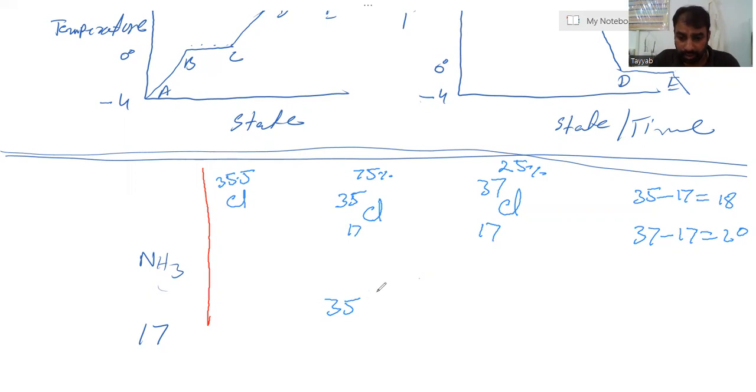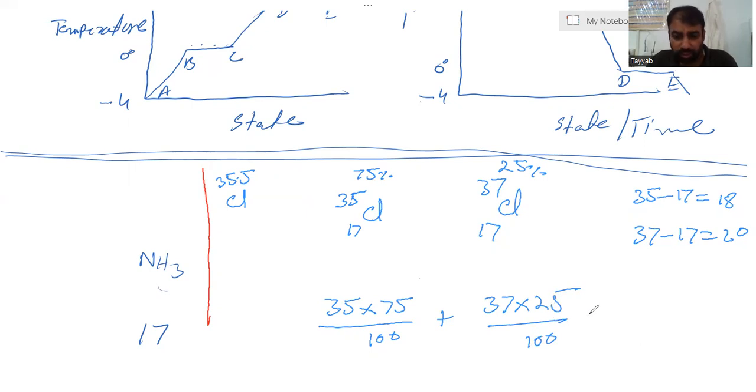How to calculate it? I'm going to give an example. In the case of this one, 35 is the isotopic mass. Multiply this isotopic mass with its percentage abundance, 75%, plus 37 multiplied by 25 divided by 100, that is 25%. When you calculate, you will get the answer 35.5. This is how you can calculate the relative atomic mass of an element.